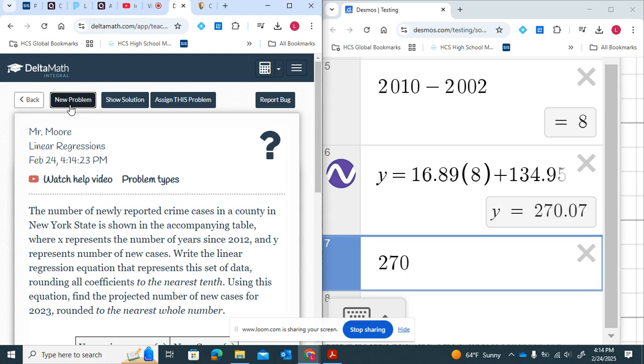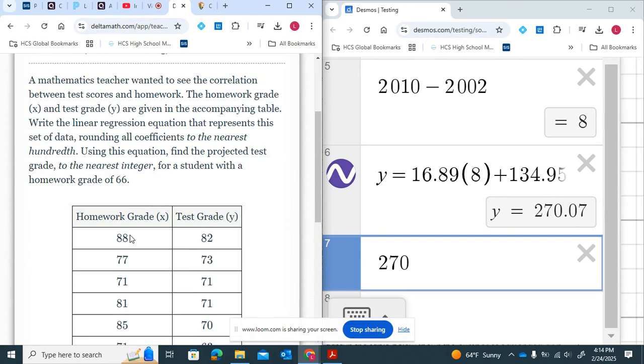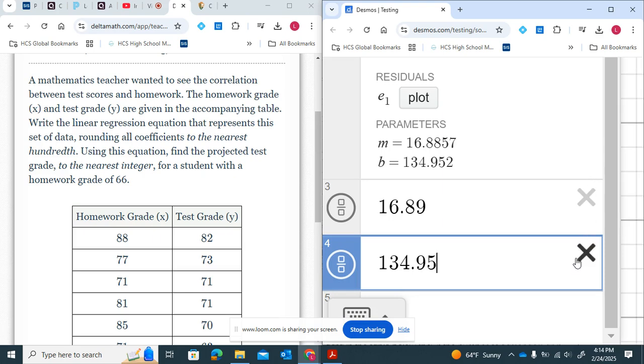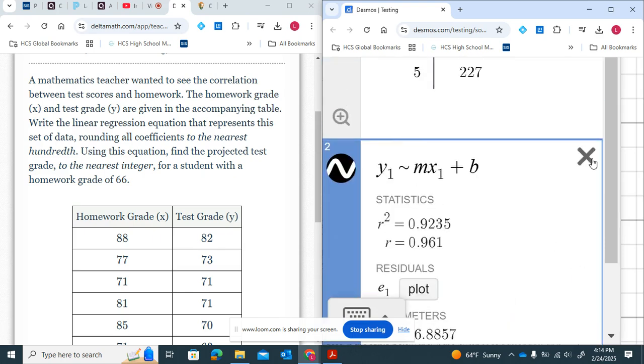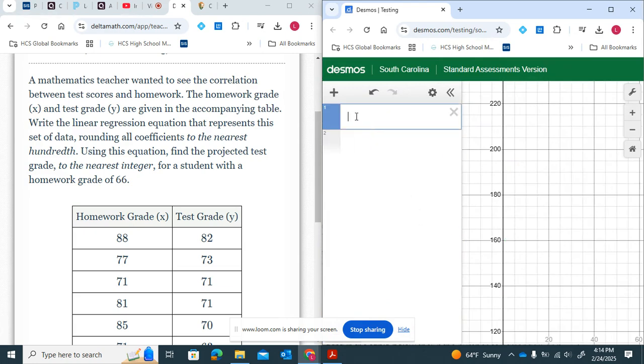Let's do one that's not a year. A lot of these are years. Okay, this one's not a year. So let's go back, and I'm just going to totally delete my table. I'm going to hit plus table.